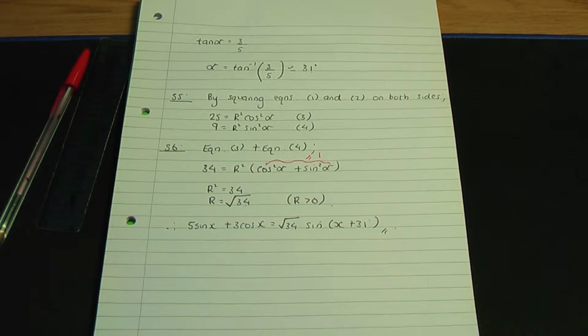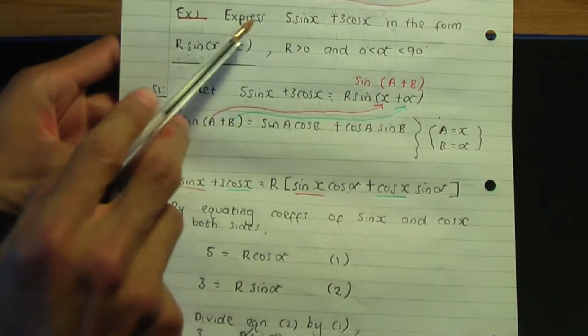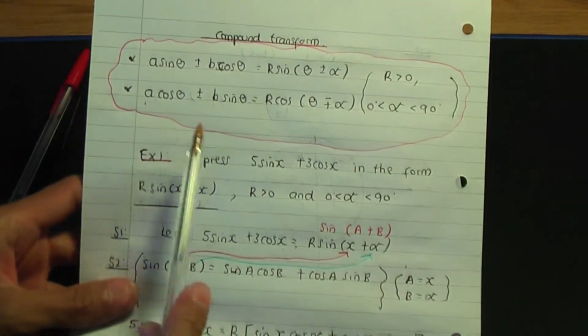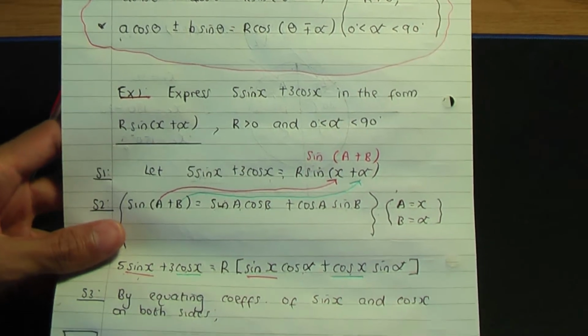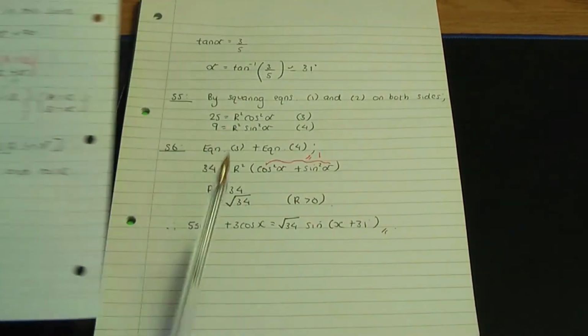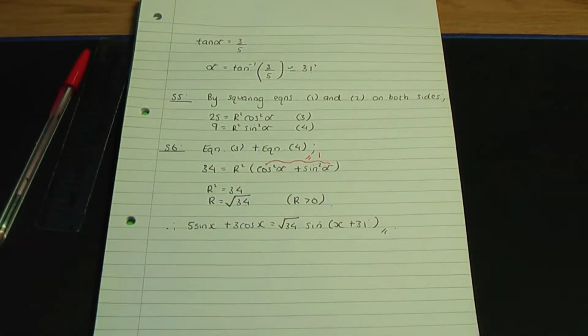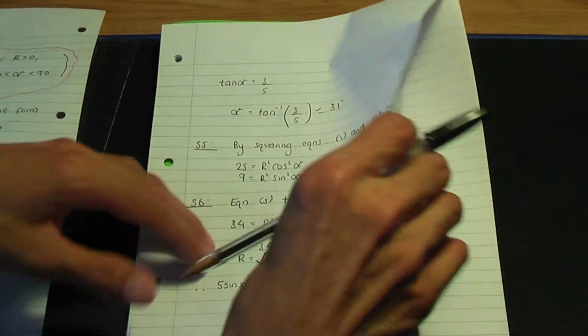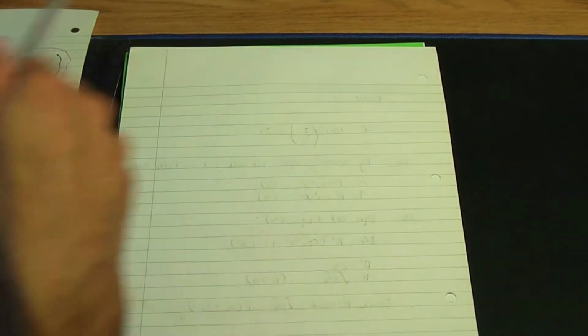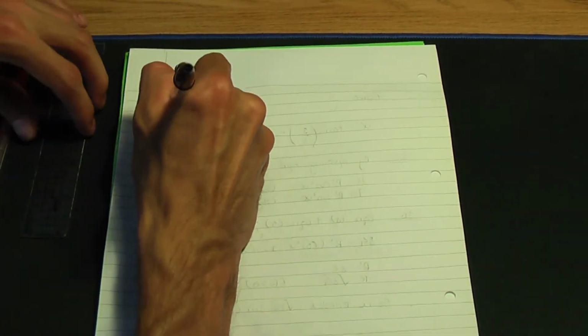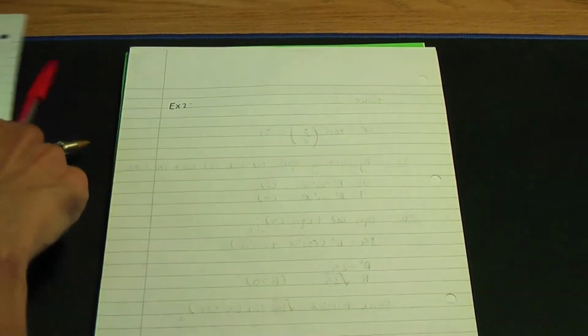So that completes this example here, example number 1, and here are the steps involved in order to write expressions of this type in its corresponding form. Okay? So here are the steps involved. Let me continue on the reverse, and let me call this example number 2.